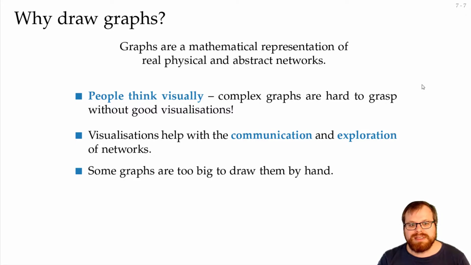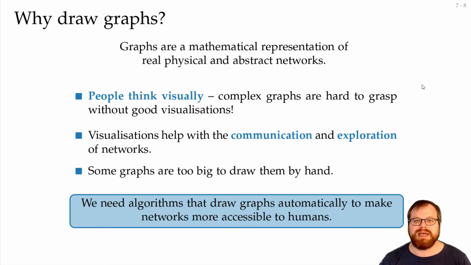The problem is that there are some graphs that are way too big that we cannot just draw them by hand. You can have graphs with hundreds or even thousands or even millions or billions of vertices. For example, if you look at the social network of Earth, you have a few billion vertices. You cannot just draw that. So we have to find algorithms that can automatically create these drawings. And with that, we want to make networks more accessible to humans. And this is the topic that we want to look at here.